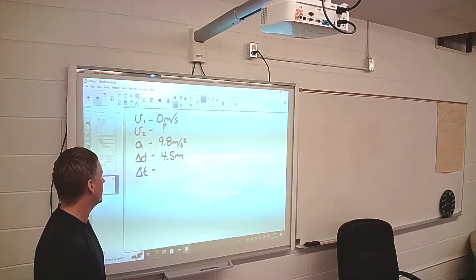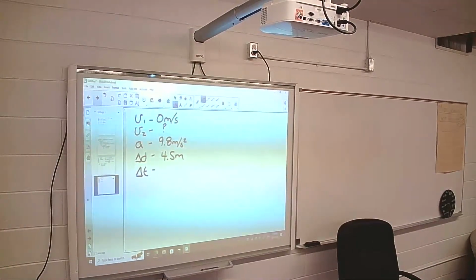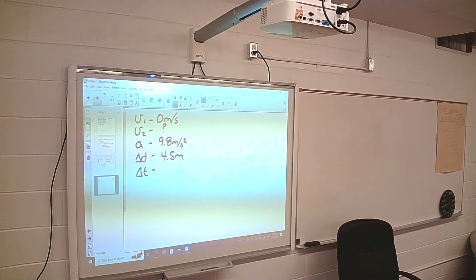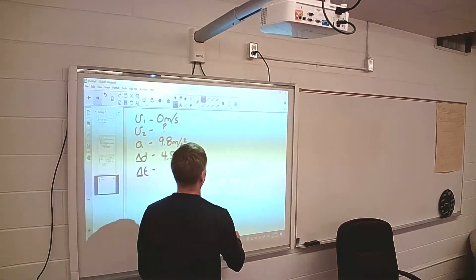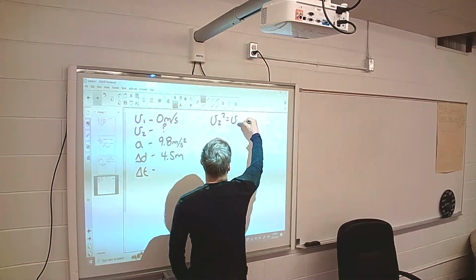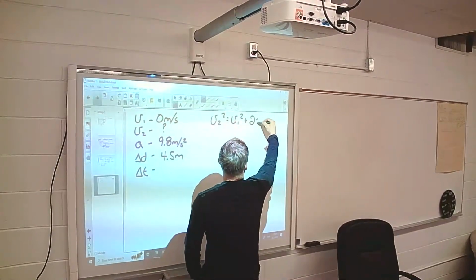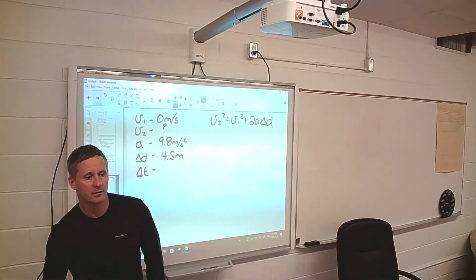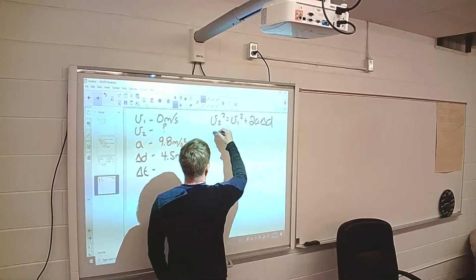Now looking at that then, I have V1, I have A, I have D, and I need V2. Which equation deals with those four? V2 squared equals V1 squared plus 2AD. Beautiful. Put in your numbers if you like.